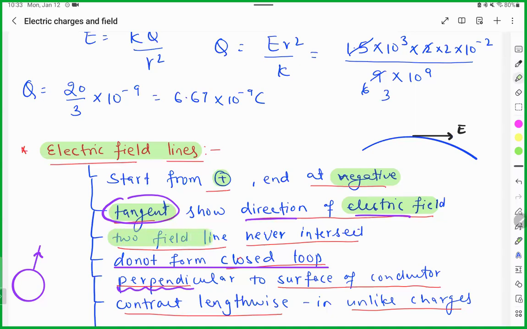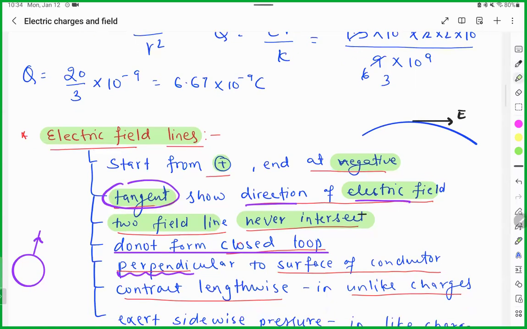Two electric field lines never intersect. Why? Because if they intersect, they will form two different directions at a single point, which is practically not possible. At one given point, you can be only at one point. You can't be at two points at the same time. So two electric field lines never intersect. Next, electric field lines never form a closed loop. Why? Because you know inside the conductor, electric field is zero.